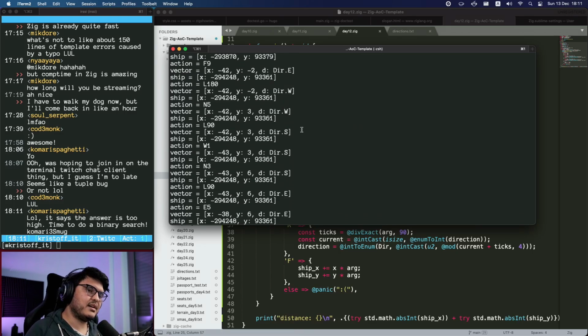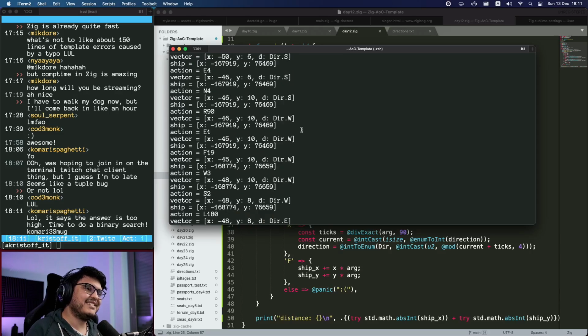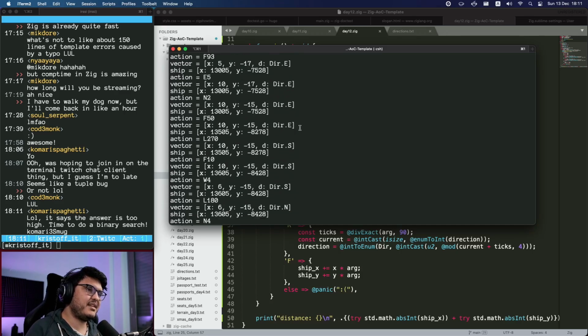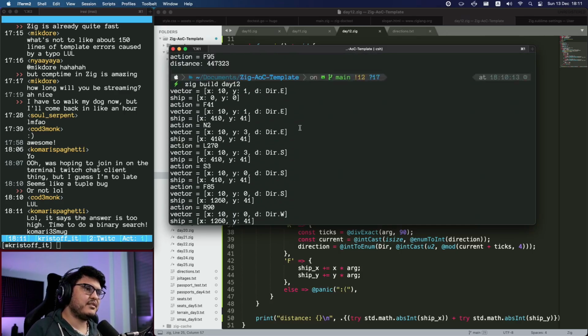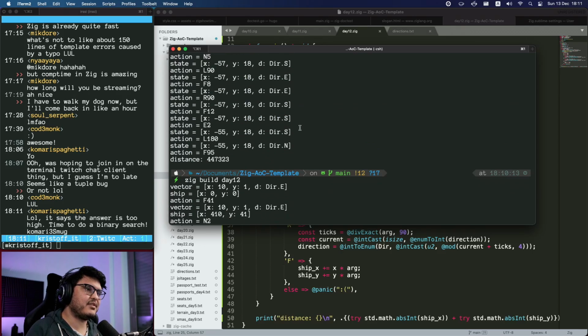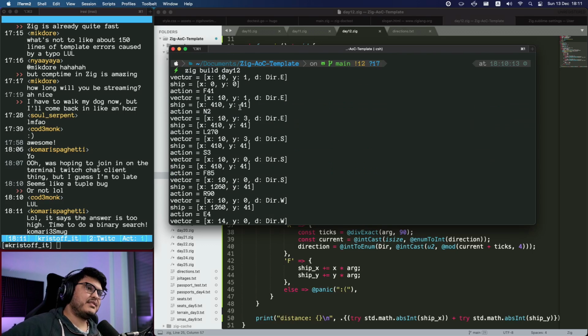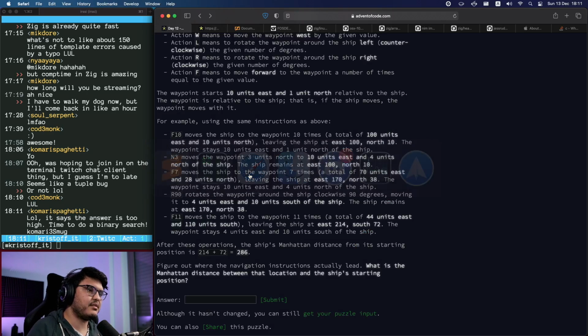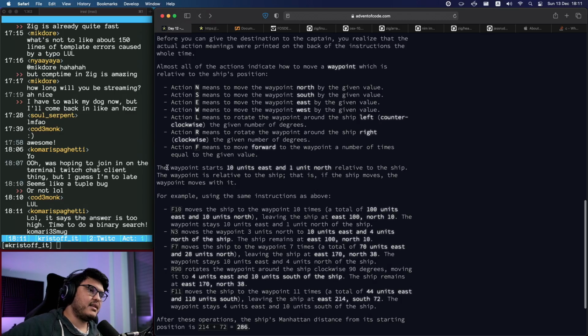It says the answer is too high. Let's see. Am I doing stupid things? So I know I could use more, but I like scrolling. So we start. The vector starts at x10, y1, direction east. Wait a second. Yeah, I think I misunderstood what I needed to do with the direction, because now that I think about it, this is telling.